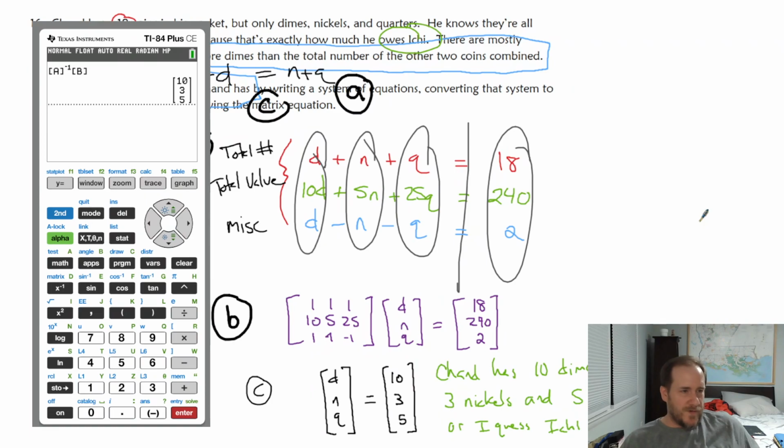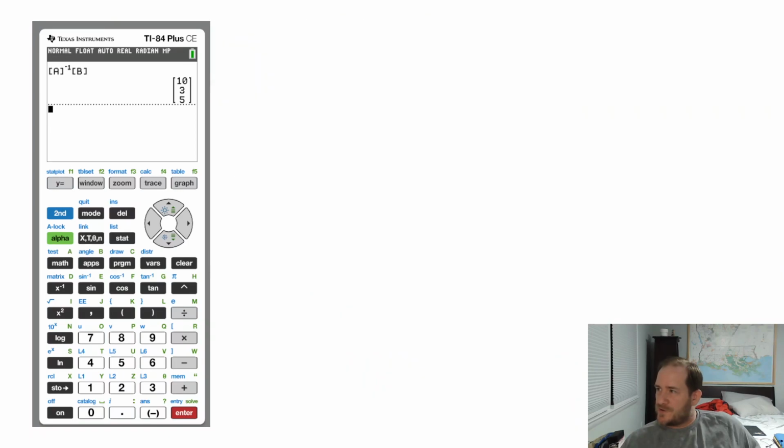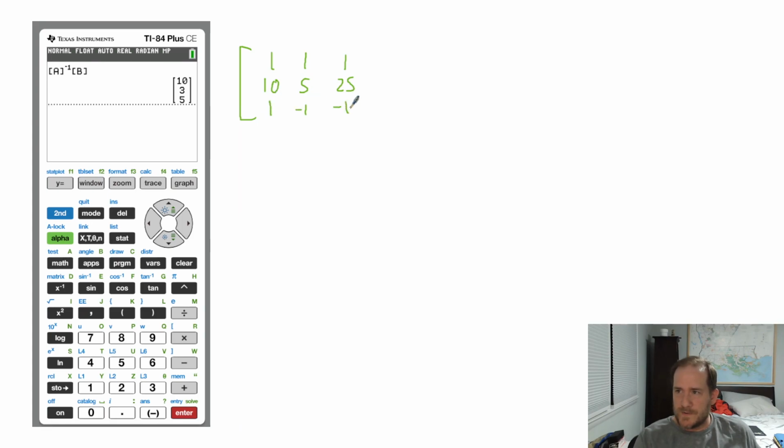You may turn off the video at this point. Or we could talk about the video that you were supposed to have watched that talked about a different way to solve this equation using what's called reduced row echelon form. So what was our matrix from a second ago? We had a 1, 1, 1. Then dimes, nickels, quarters, so 10, 5, 25. Then 1, negative 1, negative 1.